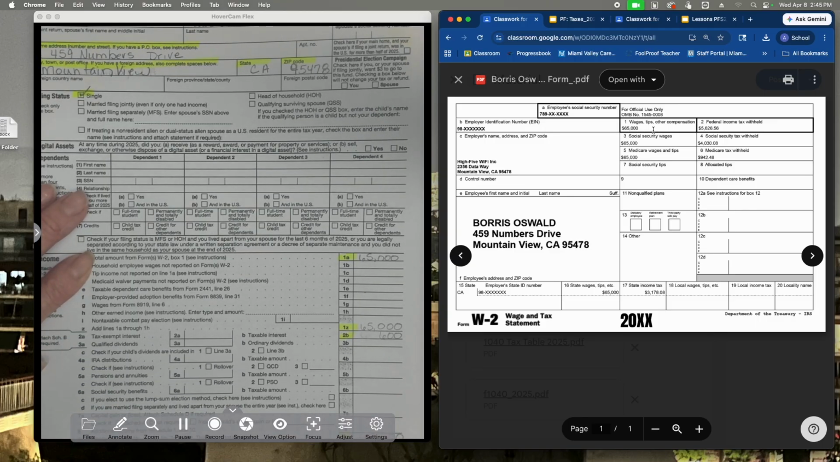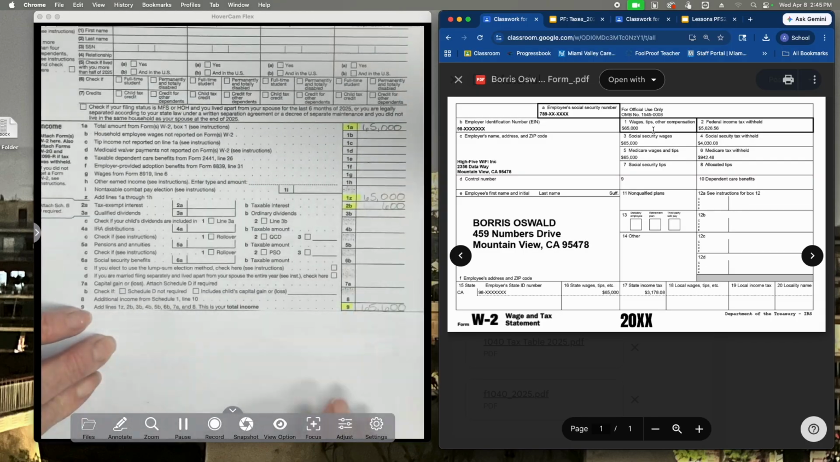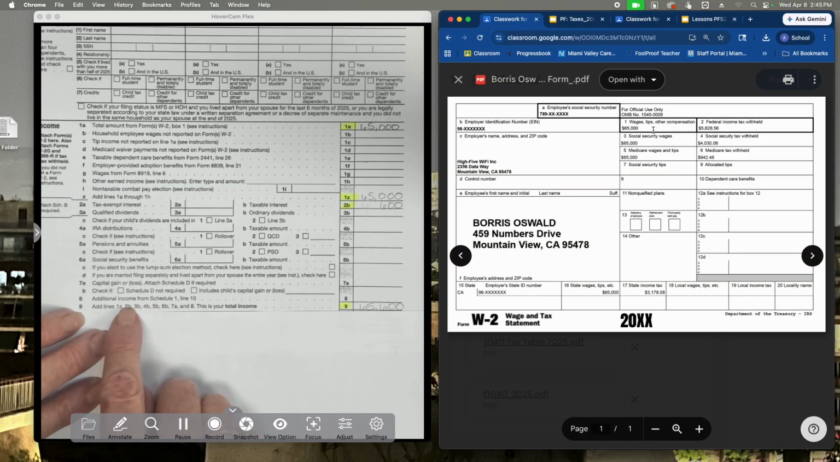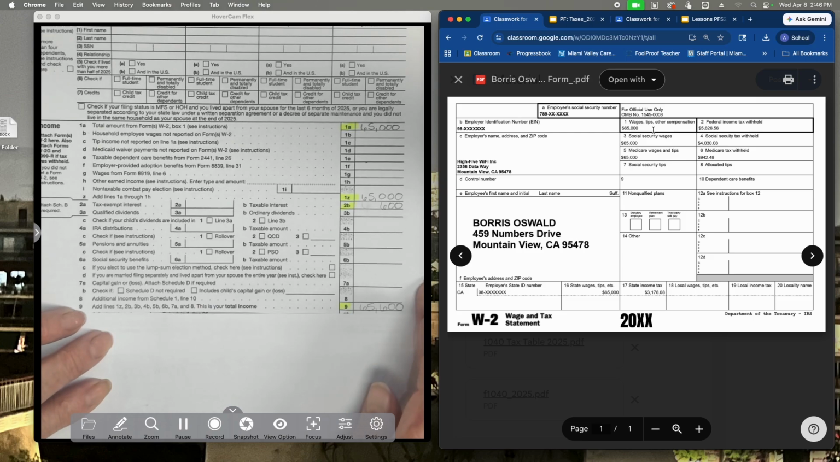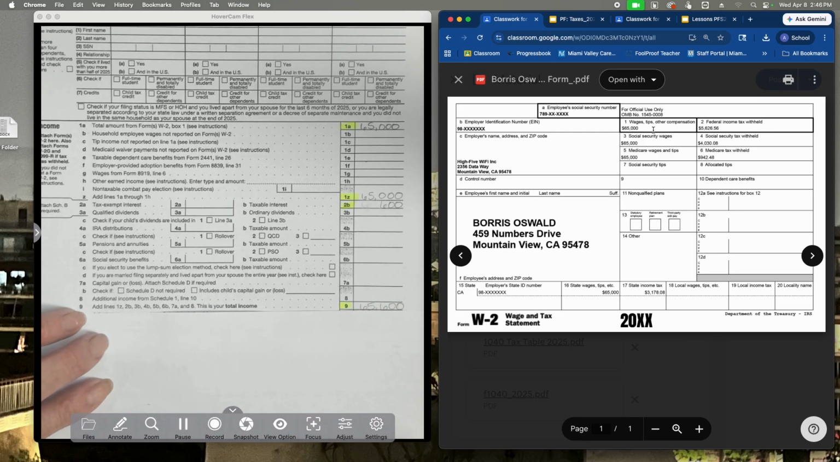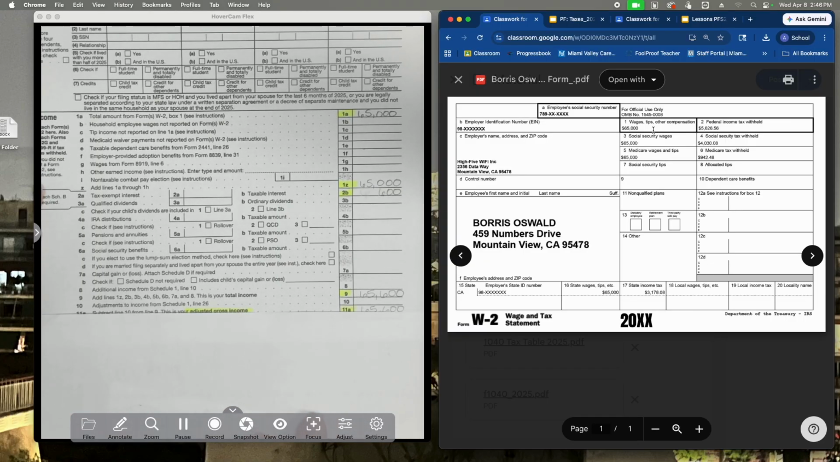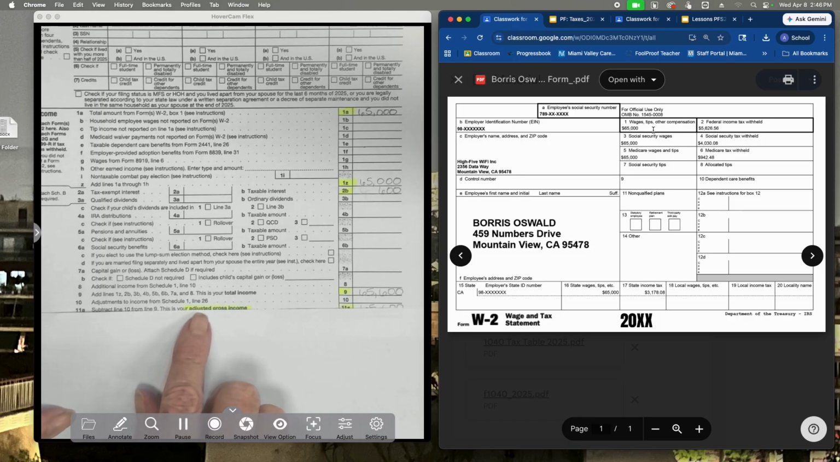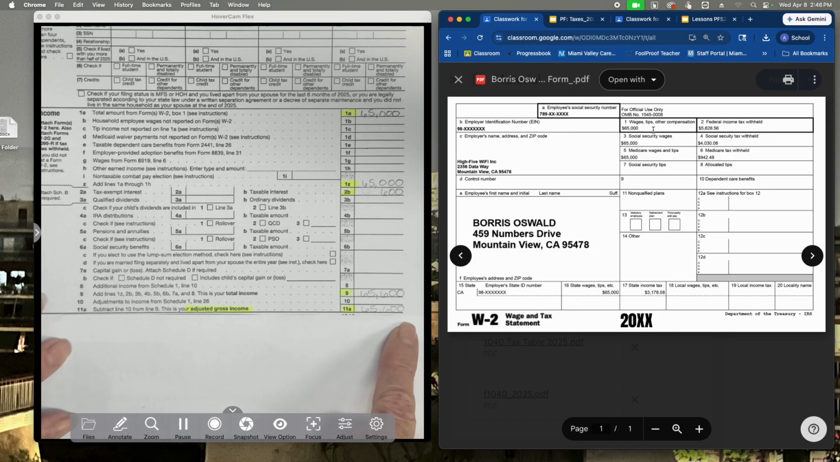So we can skip down through all of this until we get to line 9. When we get to line 9, it says we are to add 1Z, 2B, and all the others, which we have none. That is going to give us $65,600. Once we add that, we're going to go to line 10. It says, do we have any adjustments to income? Nope, we don't. So our adjusted gross income, which is all of our income, is going to be $65,600.